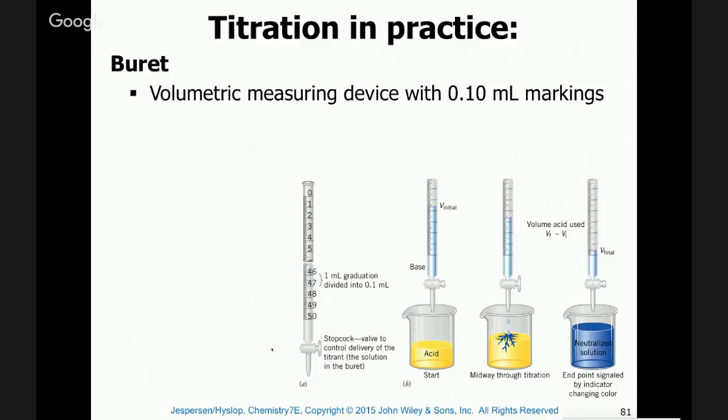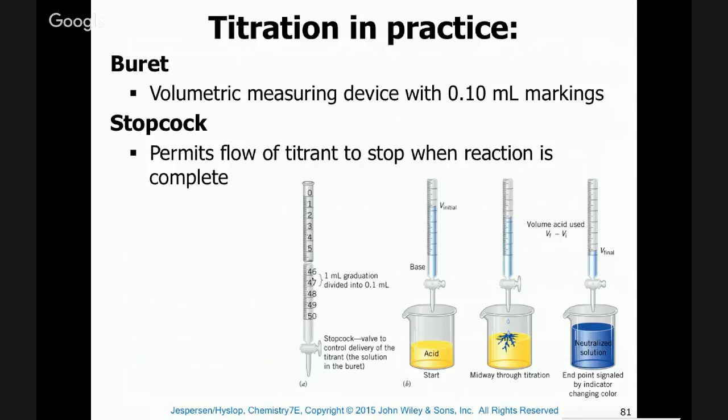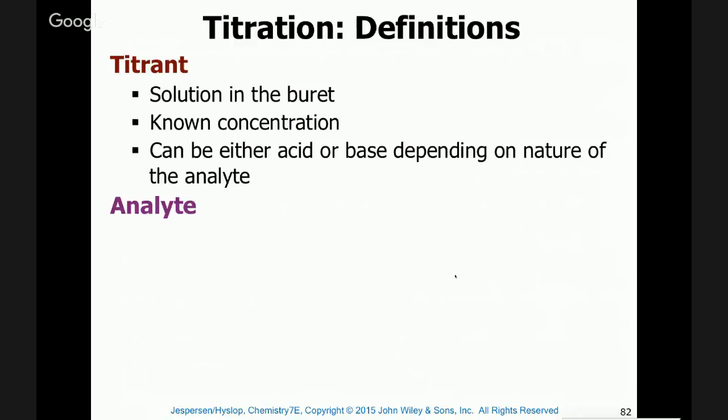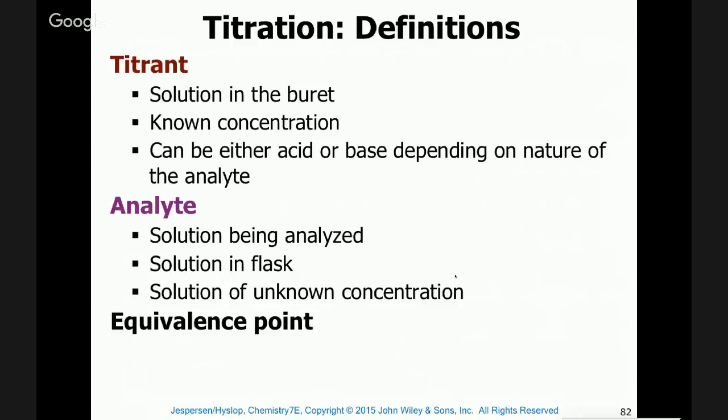So titration in practice, we use a burette. This is an example of a burette. Geometric measuring devices with 0.10 milliliter markings emits a flow of titrant to stop when reaction is complete. So it starts turning blue in this case. So titrant is a solution in the burette. It has a known concentration. The analyte is a solution being analyzed.